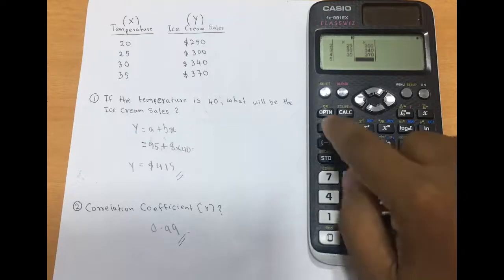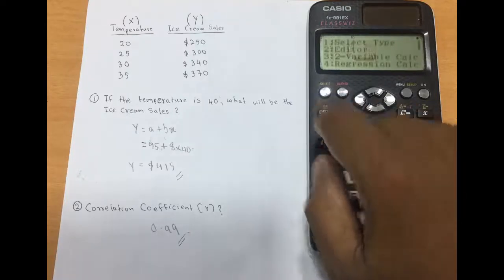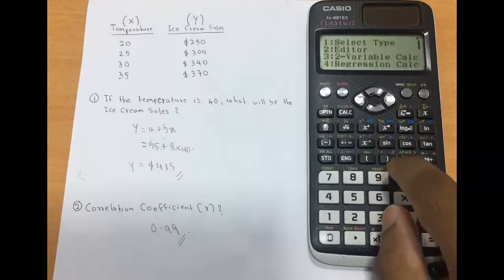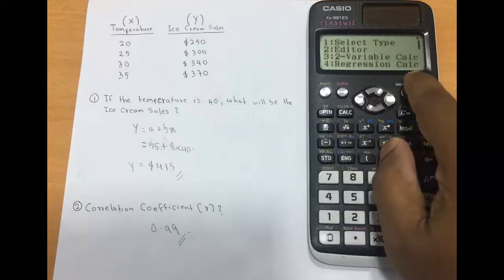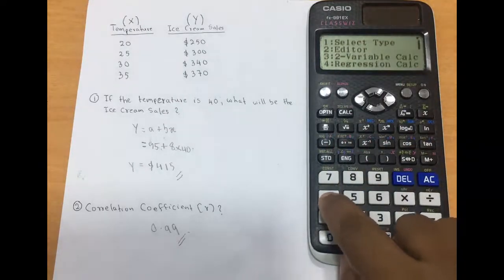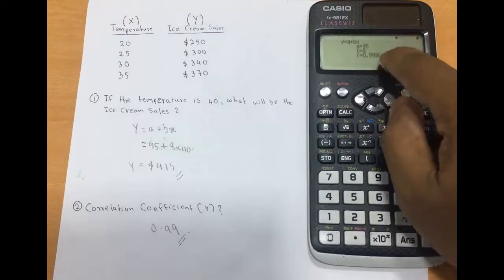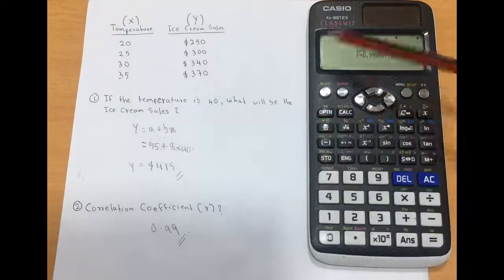Now you have to press the OPTN button. Next, you have to select Regression Calc, which is number 4. So press number 4. Once you press number 4, you will get the a value, which is 95. You will get the b value, which is 8.